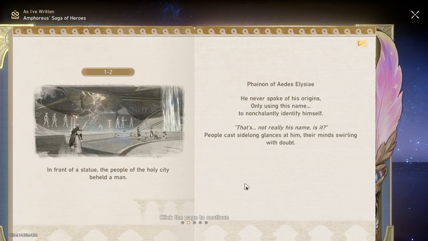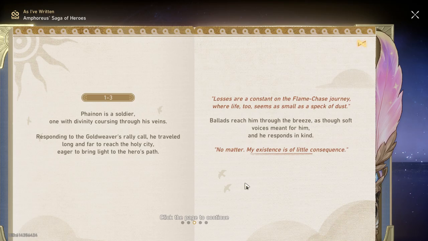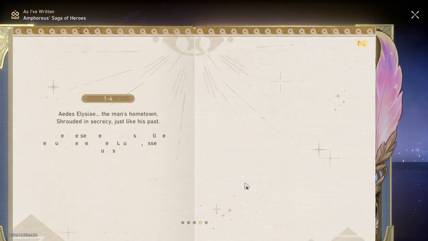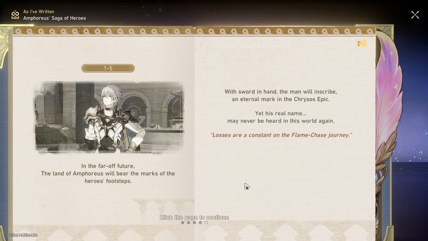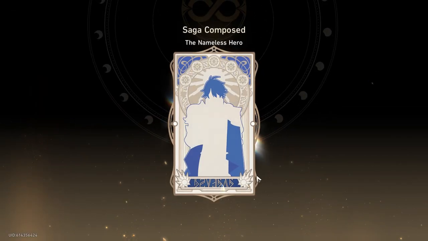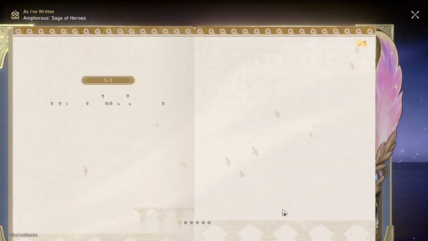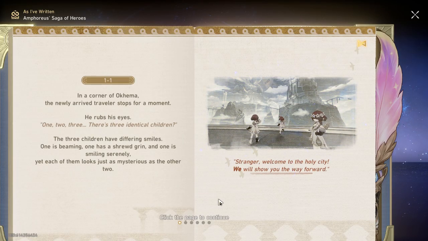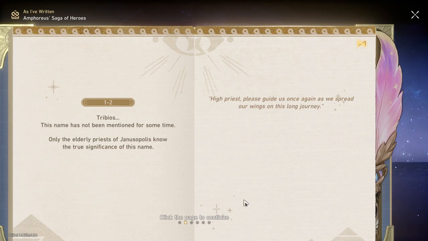That's not really his name, is it? Losses are a constant on the flame chase journey, where life too seems as small as a speck of dust. No matter. My existence is of little consequence. Losses are a constant on the flame chase journey. Stranger, welcome to the Holy City. High Priest, please guide us once again as we spread our wings on this long journey.